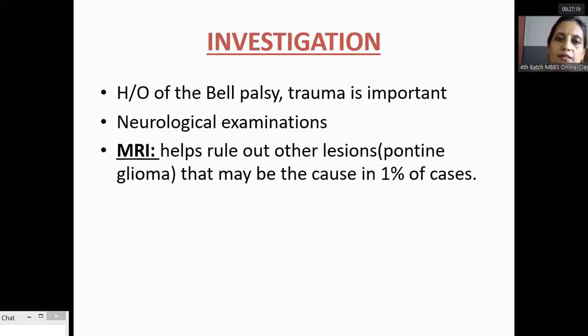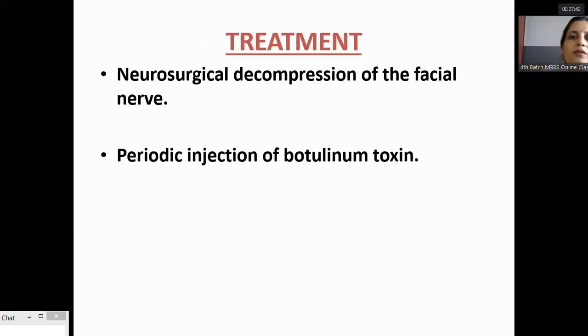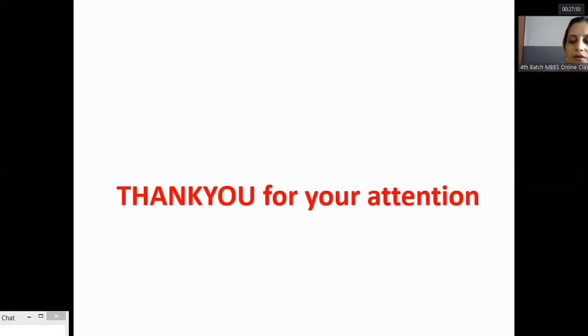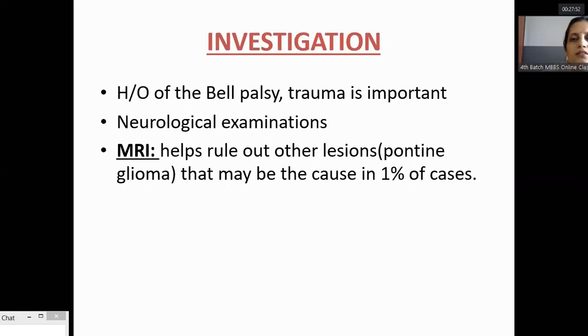History of Bell's palsy or trauma is important here. So we will ask whether there is any history of Bell's palsy or trauma, and a neurological examination is done. MRI helps to rule out other lesions like pontine glioma, which may be the cause in 1% of cases of hemifacial spasm. The treatment is neurosurgical decompression of the facial nerve, and periodic injections of botulinum toxin can also be given. So this is the treatment.